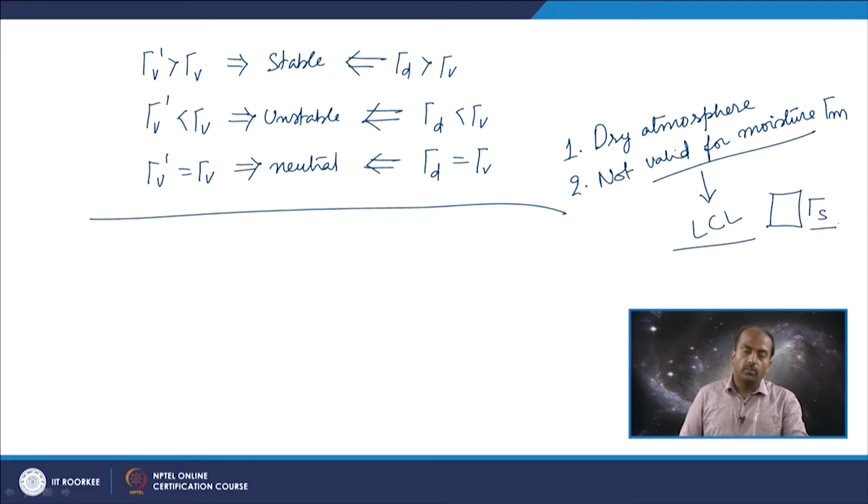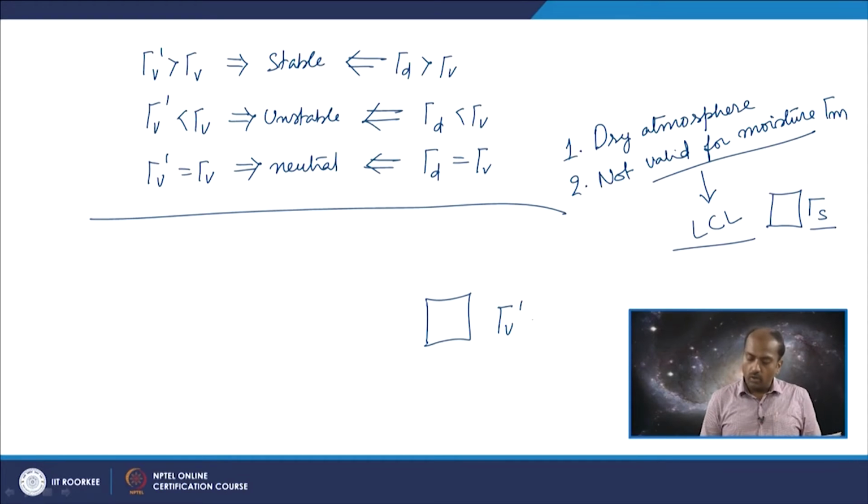So, these conditions are not always valid. Whether the air parcel has some amount of moisture, or if the air parcel is saturated, things like that, right. So, this analysis or this criteria are valid only below the lifting condensation level, right. So, for saturated parcels, when you have moisture, what will happen if it reaches LCL? If you have moisture, then gamma V prime cannot be equal to gamma D.